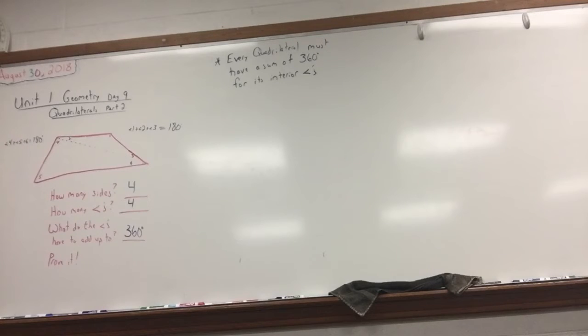So, quadrilateral. What do we know about a quadrilateral? What is a quadrilateral? Let's start with that. A four-sided shape. Okay. We know it's going to have four sides, and we know the angles equal something. What do the angles equal in a quadrilateral? What do they have to equal? 360. 360, good. So I would have those two things off of quadrilateral.